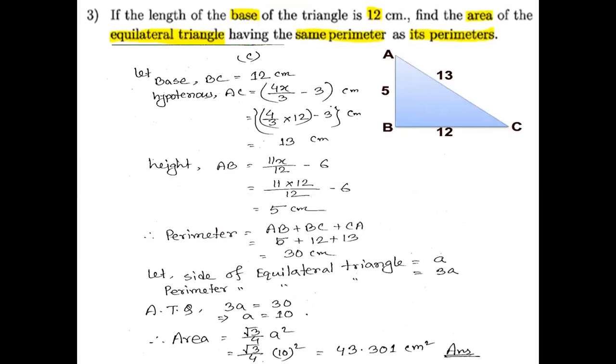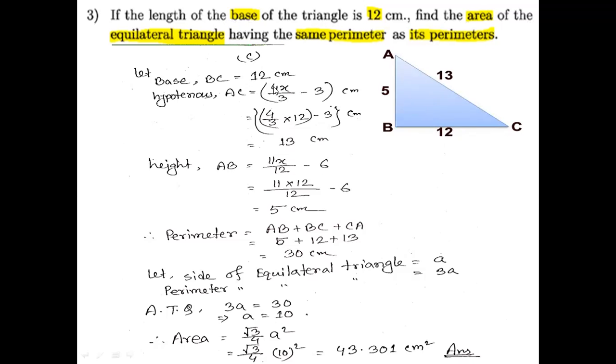And finally, this is our last math today. If the length of the base of the triangle is 12, here is talking about the length. If the length is 12, find the area of the equilateral triangle having the same perimeter as its perimeter. Clear? What is it talking about? Here it is talking the base is 12. We have to think that our base is 12. Then what is hypotenuse and what is height?